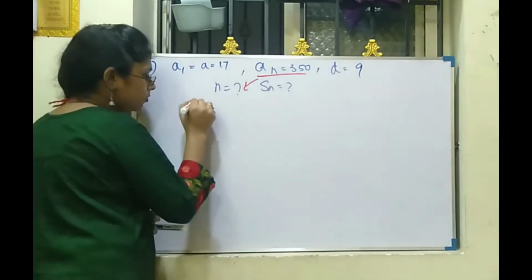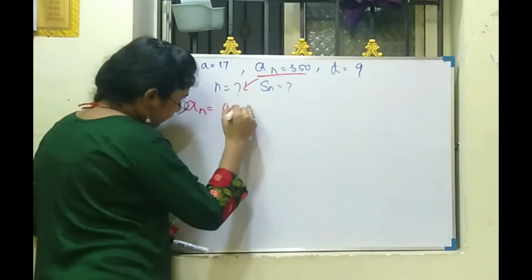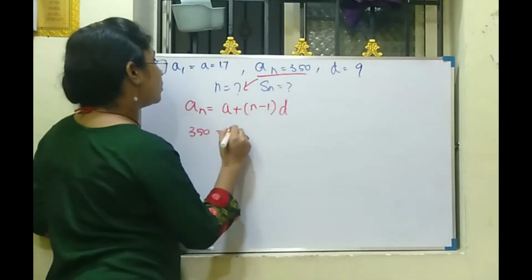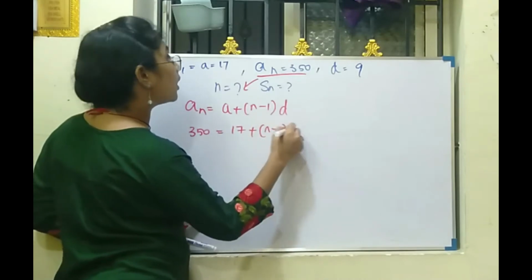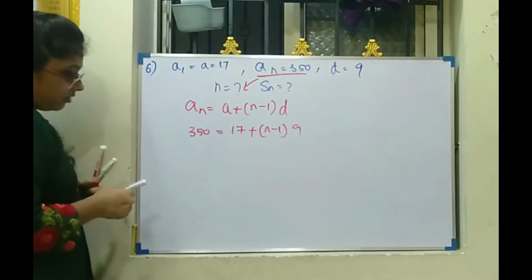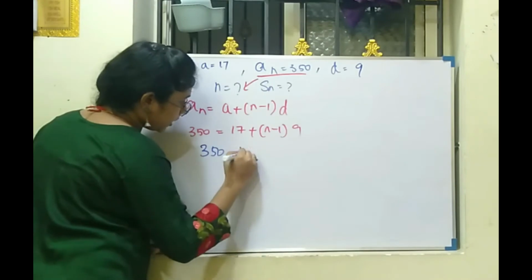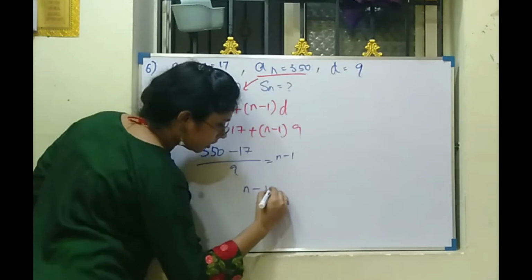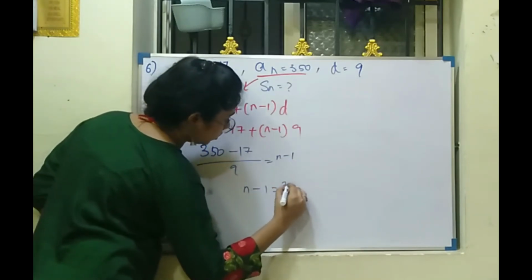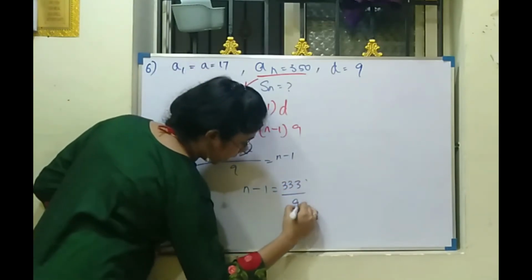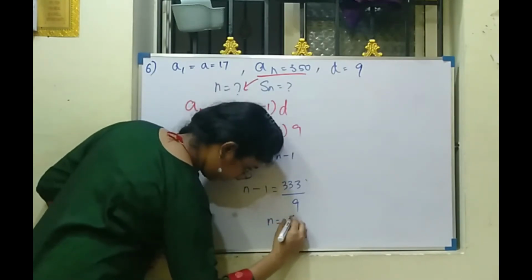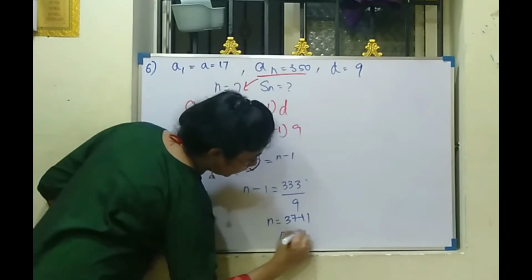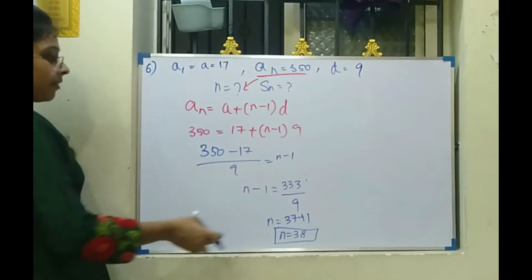an is equal to a plus (n minus 1) into d. 350 is equal to 17 plus (n minus 1) into 9. Solving this, (350 minus 17) divided by 9 is equal to n minus 1. So n minus 1 is equal to 37, and n is equal to 38. So we have found out the value of n.